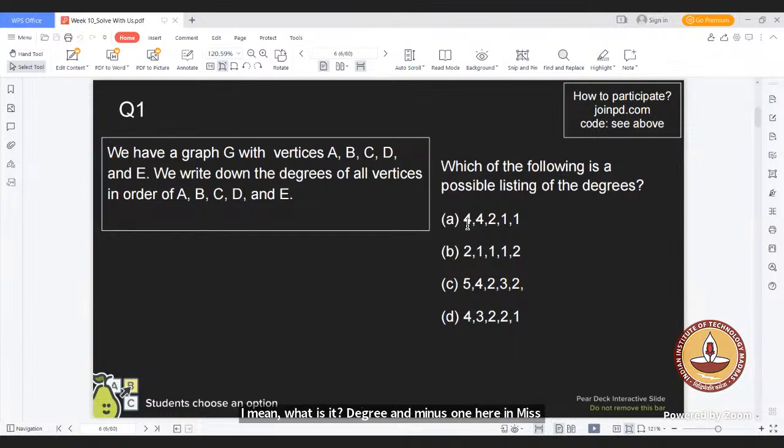So if you see the first option, A and B have degree 4, right? Two vertices with degree 4. Can there be one here? No. So option E is also incorrect. If you can see option D, it satisfies all these conditions, and we can say that the only correct option here is option D.